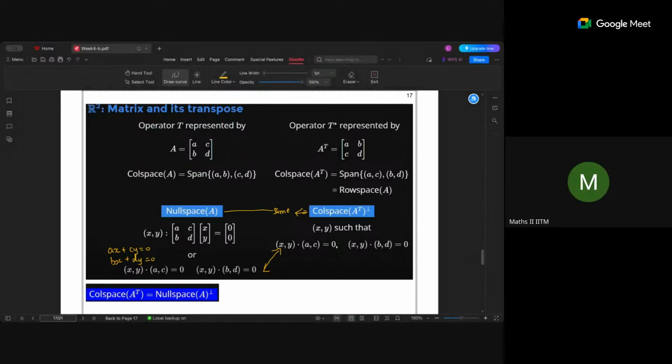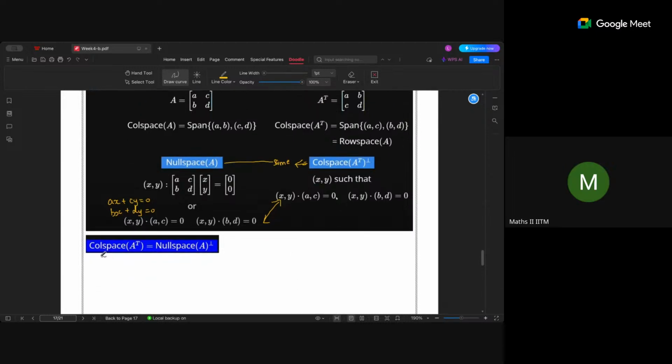Yes, ma'am. Now, can we do something similar for understanding this as well? The column space of A transpose is equal to the null space of A perp. How can we check this? What do we already know? Let us write what we already have. We already have the orthogonal complement of the column space of A transpose is equal to the null space of A. This is what we have.